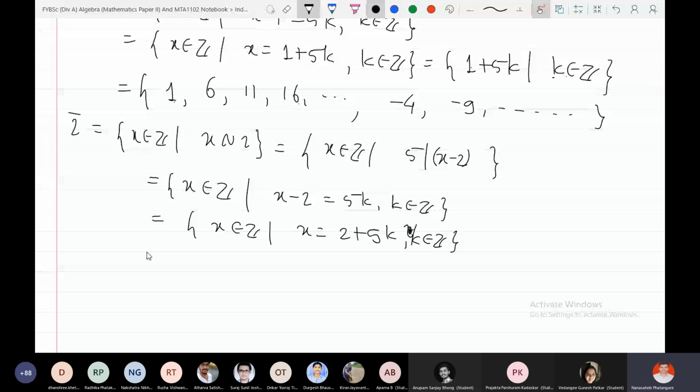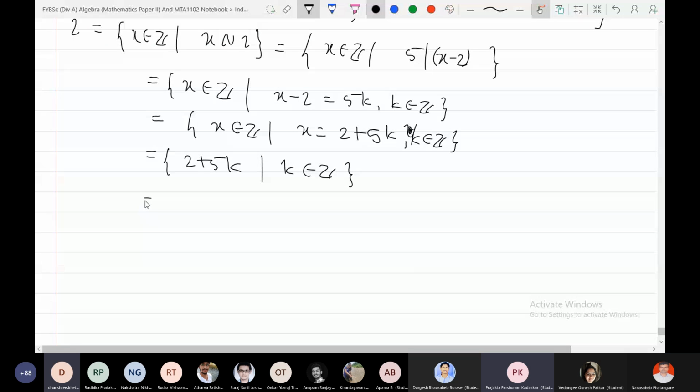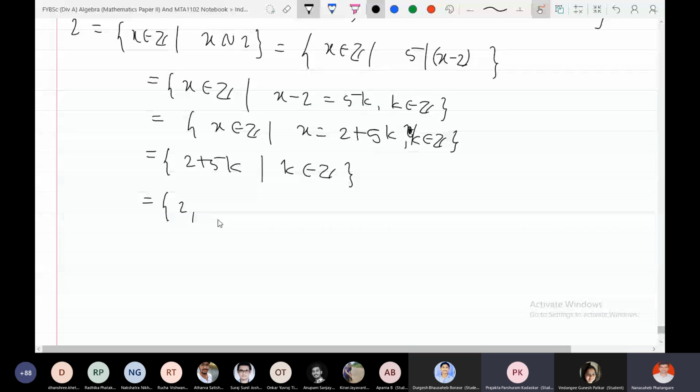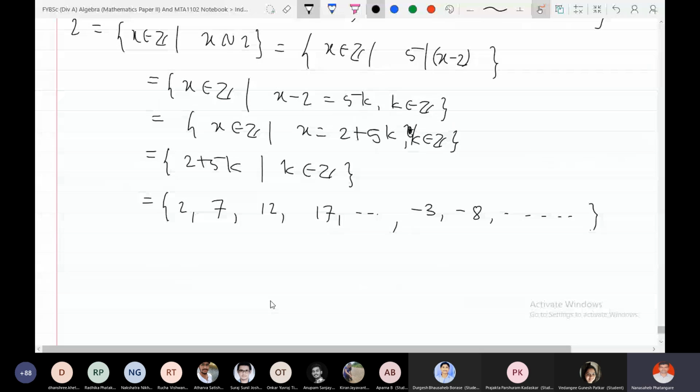And simply, what is this set? 2, 7, 12, 17, and so on. And from the negative side, minus 3, minus 8, just go 5 steps back, and so on. This will be the class of 2. Now choose one remaining element.